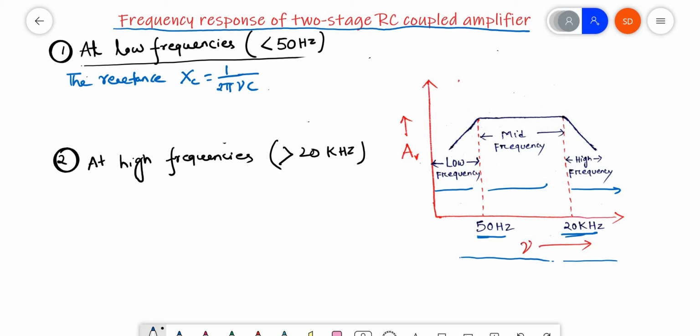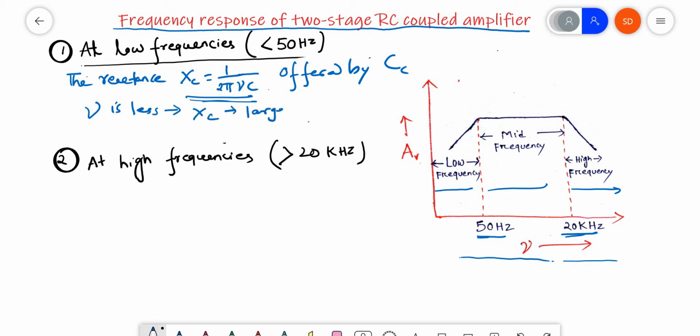So this is the reactance offered by Cc, that is the coupling capacitor. What will happen? The reactance offered by the coupling capacitor will be large. Why? Because nu is less. It gives Xc to be large, Xc to be more. That means when the reactance is more, obviously the gain of first stage will be reduced.